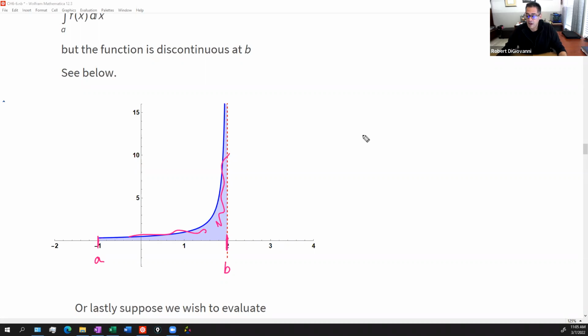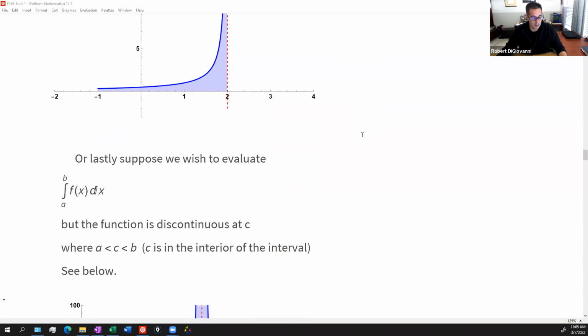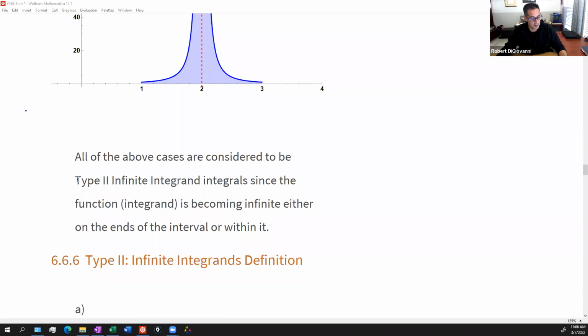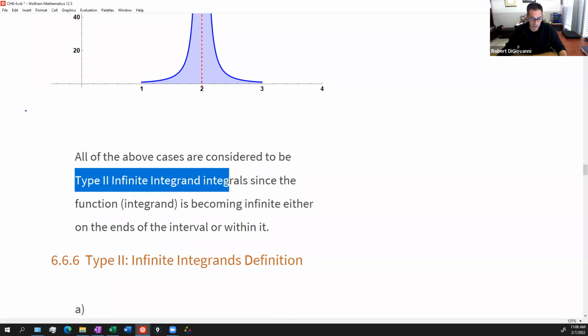And then we have kind of a combination of both, where here's A, here's B, but somewhere inside the interval, you have your vertical asymptote occurring. Can we then find the area of this, all right? All of these above cases are considered to be type 2 infinite integrand integrals, all right? And we're either going to have our function going to infinity or negative infinity at the ends of the interval or somewhere within the interval. That's what's going to be happening.